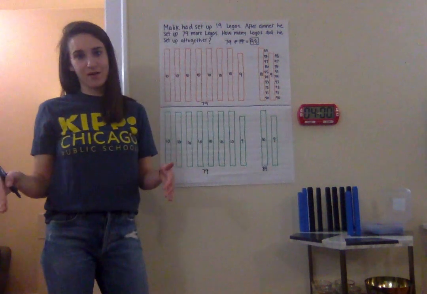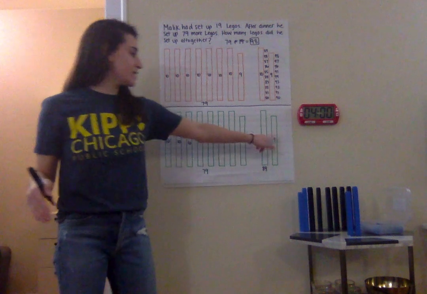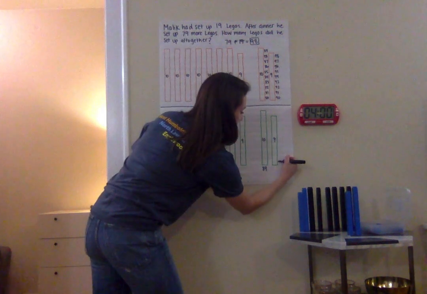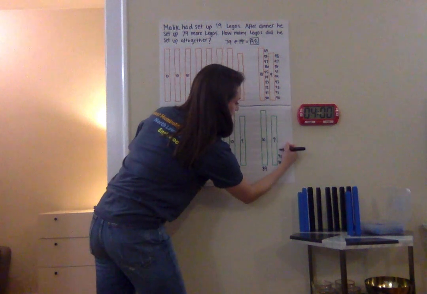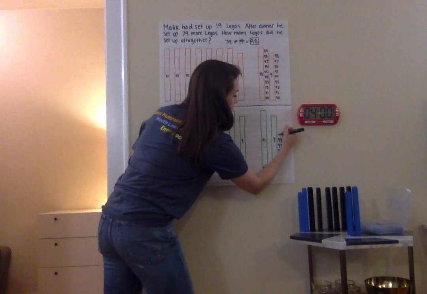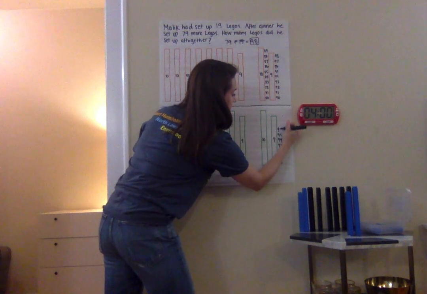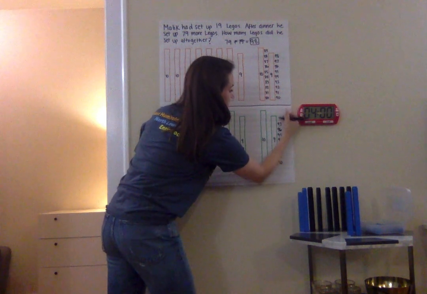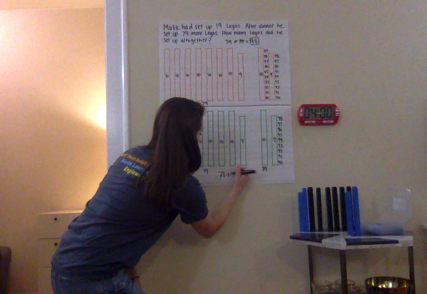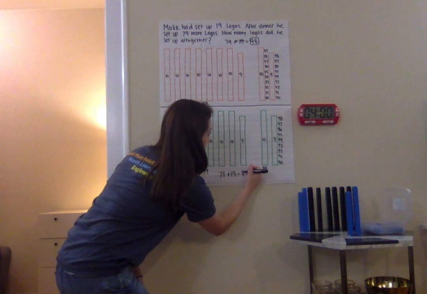Now I need to count on to see what 89 plus my extra 9 is. Let's go ahead and count that. So 89, 90, 91, 92, 93, 94, 95, 96, 97, 98. Same thing. 79 plus 19 equals 98.